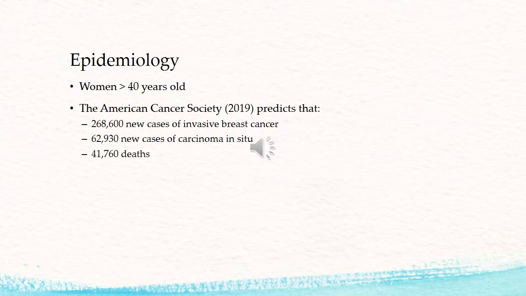The epidemiology of breast cancer. 95% of new cases affect women over 40 years of age. The average lifetime risk for a woman to develop breast cancer is approximately 12%, but this risk can be up to 3 times greater in women who have a family history of breast cancer or ovarian cancer. Breast cancer is the second highest cancer to cause death in women, second only to lung cancer.